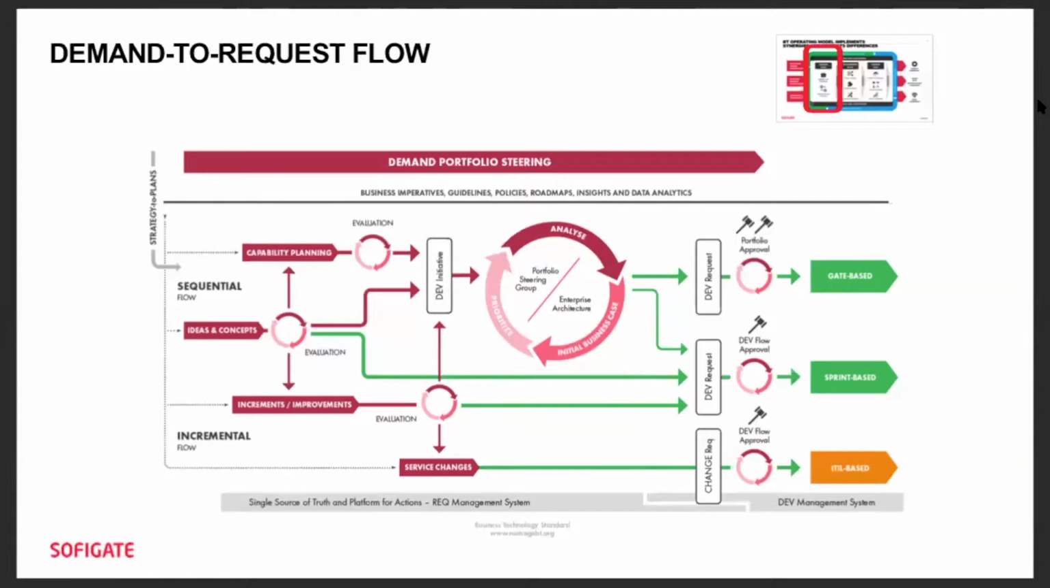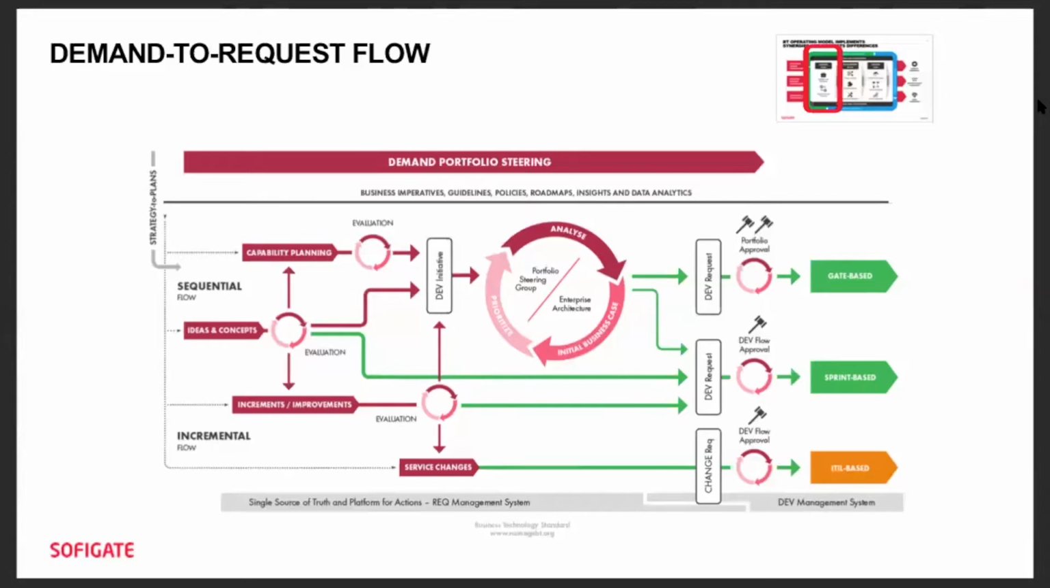So if we look a bit at the process, starting at the bottom with the service change, which is the most straightforward demand, just taking a service change into a change request. Normally very small types of service changes. Increments and improvements go into evaluation to see whether they've been correctly classified, and might be reclassified if that's the case. And from that handed over to a development request.